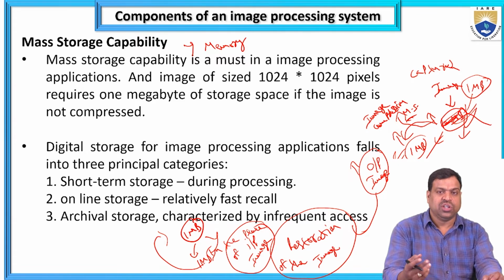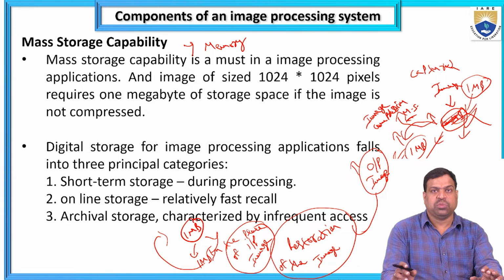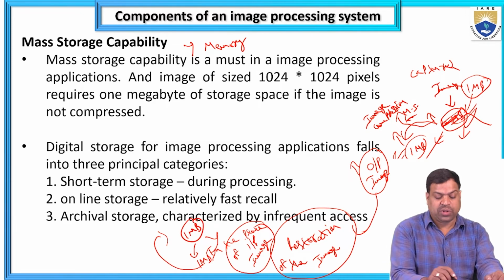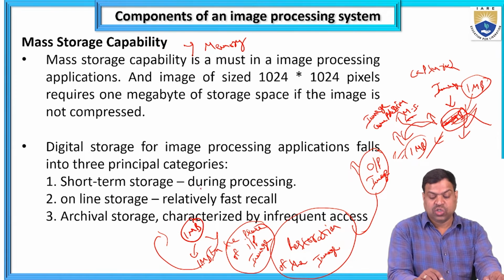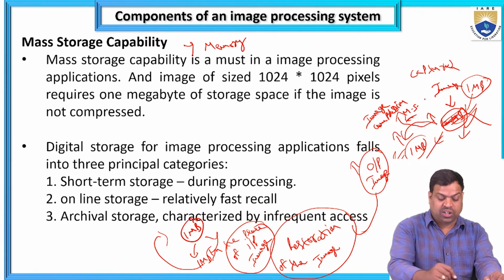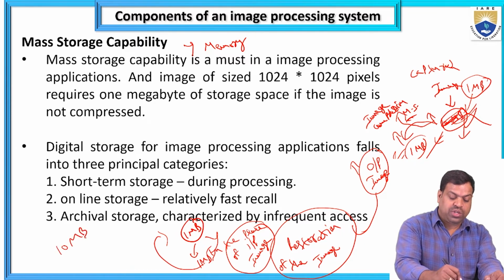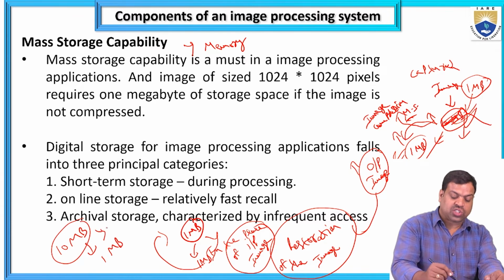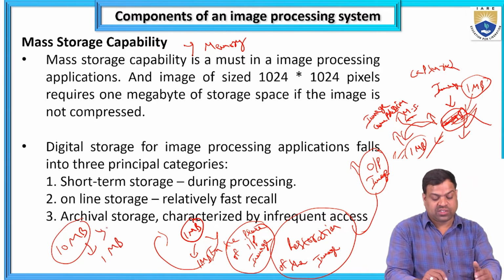I stored the image, but what are the applications? Why am I using memory storage? So it is the short-term storage, used during processing. Suppose the input is 10 MB, which we already know. So the 10 MB is replaced with 1 MB. Is 10 MB a short-term storage or not? Yes, it is short term.